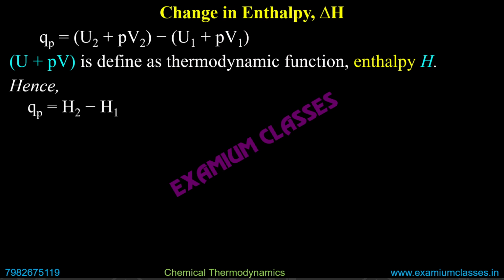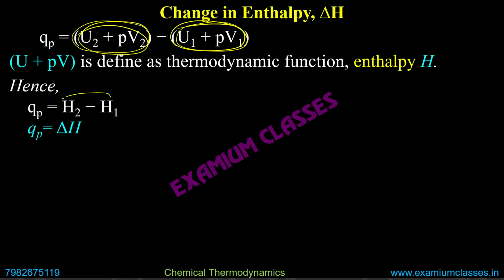Hence QP is equal to H2 minus H1. This is enthalpy final. This is enthalpy initial. So H2 minus H1 will give you QP. So QP is actually delta H. H2 minus H1 is the change in enthalpy. It is QP. So if you compare it, we said delta U is equal to QV.